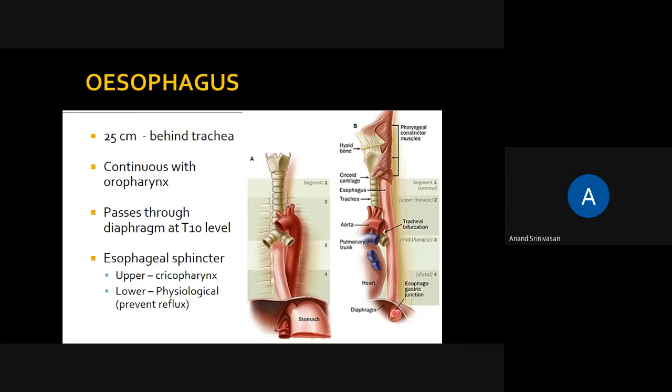Normally this reflux is prevented by the physiological sphincter as well as the cricopharyngeal sphincter. If this reflux occurs, it is pathological. Sometimes when the person is sick, or when he eats too much food and immediately goes to sleep, the food might enter the esophagus from the stomach. So there is an upper and a lower esophageal sphincter.